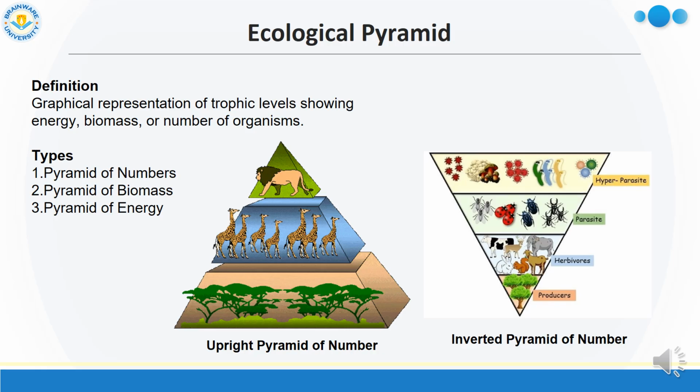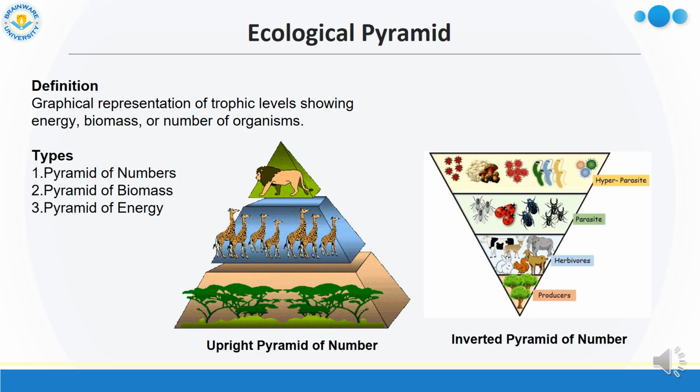In this picture you can see in the first trophic level there are green plants. In the second trophic level, that means primary consumers, are so many giraffes, and in the third level, secondary consumer, it is lion. So the number of producers is much more than the number of giraffes, and the number of giraffes is much more than the number of lions. So this is upright pyramid of number.